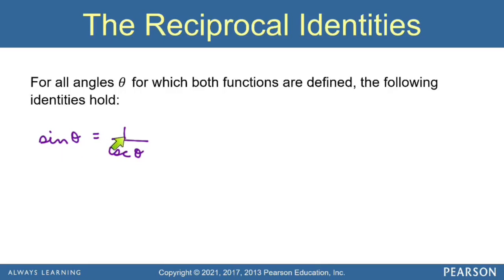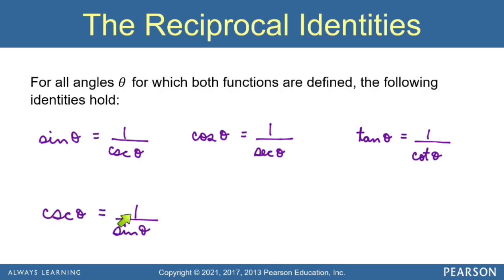So the sine of theta is equal to 1 over the cosecant of theta. The cosine of theta is equal to 1 over the secant of theta. The tangent of theta is equal to 1 over the cotangent of theta. So in every case, these are just reciprocal relationships that we already knew about. And then we can do the same thing for the other three functions. The cosecant of theta is the reciprocal of the sine of theta. The secant of theta is 1 over the cosine of theta. And the cotangent of theta is 1 over the tangent of theta. So again, not new information from what we learned in section 1.3, but just a different way of writing the same thing that we already knew.